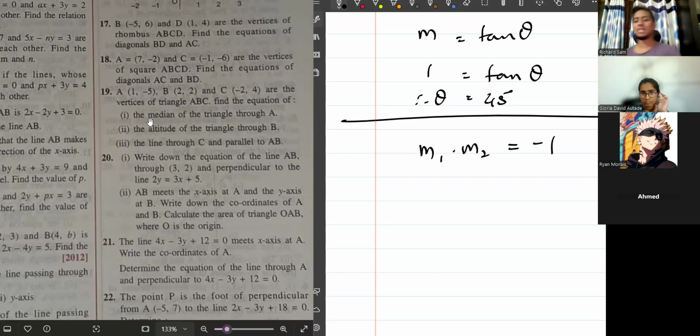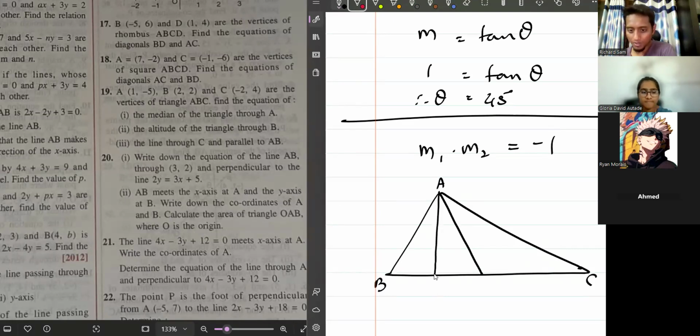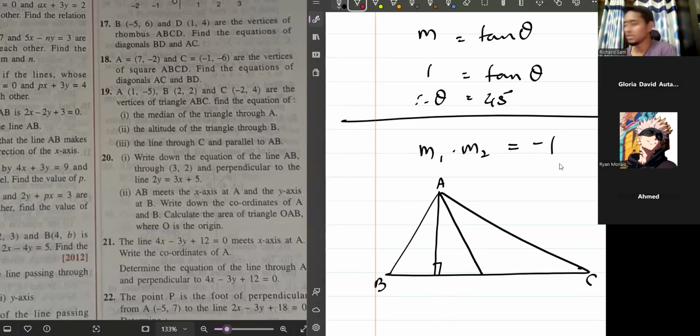What is the difference between median and altitude for a triangle? This is a triangle. Say from the point A, draw a median and also draw an altitude. Median will go from A to the midpoint of BC. That is the median. And altitude is the perpendicular line, perpendicular to BC.